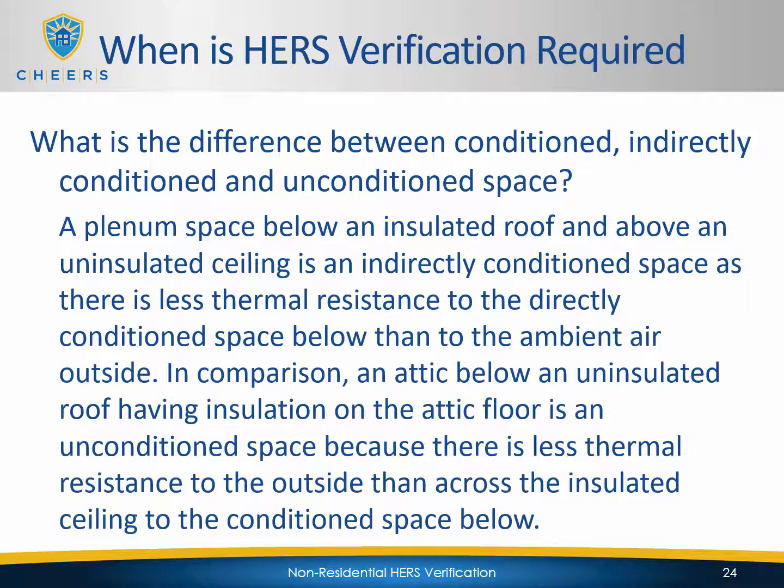And the reasoning for this is there's less thermal resistance to the directly conditioned space below than to the ambient air outside. So in comparison, an attic below an uninsulated roof having insulation on the attic floor is an unconditioned space because there is less thermal resistance to the outside than across the insulated ceiling to the conditioned space below. So again, this is looking at that thermal envelope, that thermal barrier, where the insulation is at and which side the space is on. Is it on the side where the conditioned air is being delivered, or is it on the other side to where it's closer to the outside space?